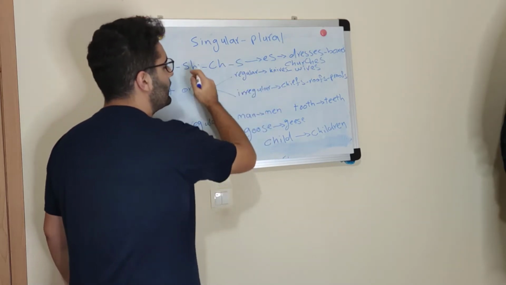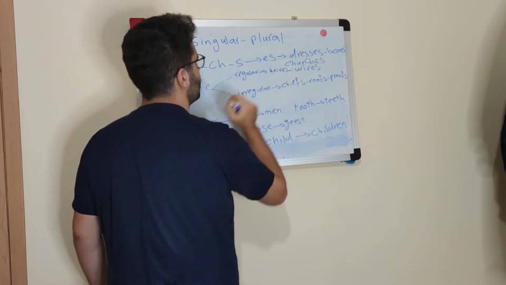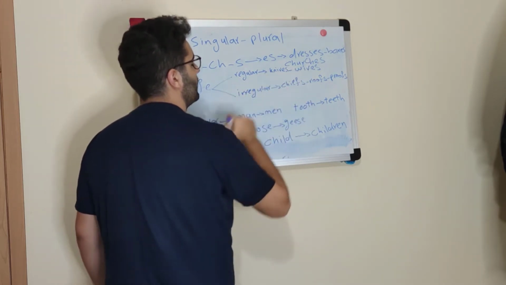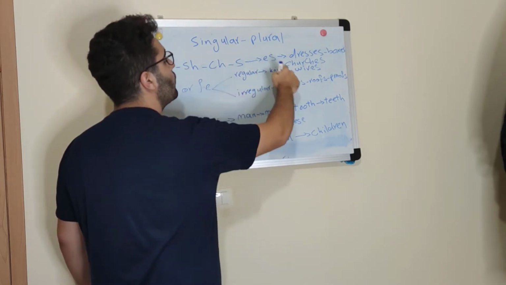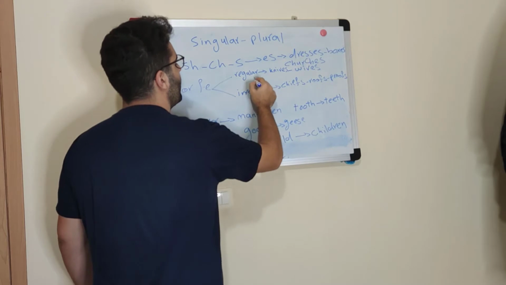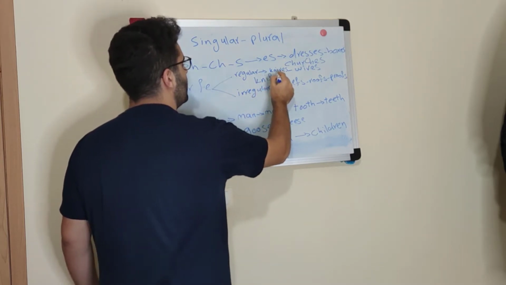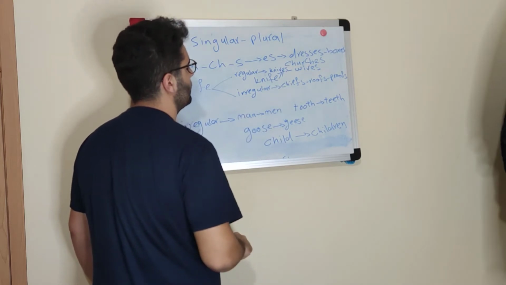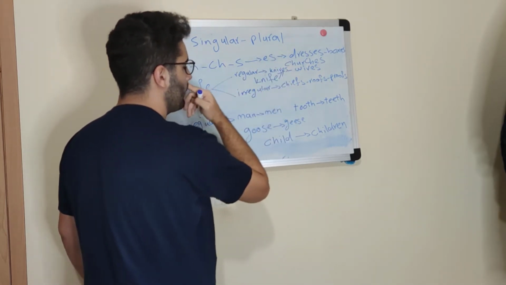We eliminate the f and we write it knives or wives. We eliminate the f and it would be wives. So knife turned into knives. You see? You can see the difference, what we have changed.